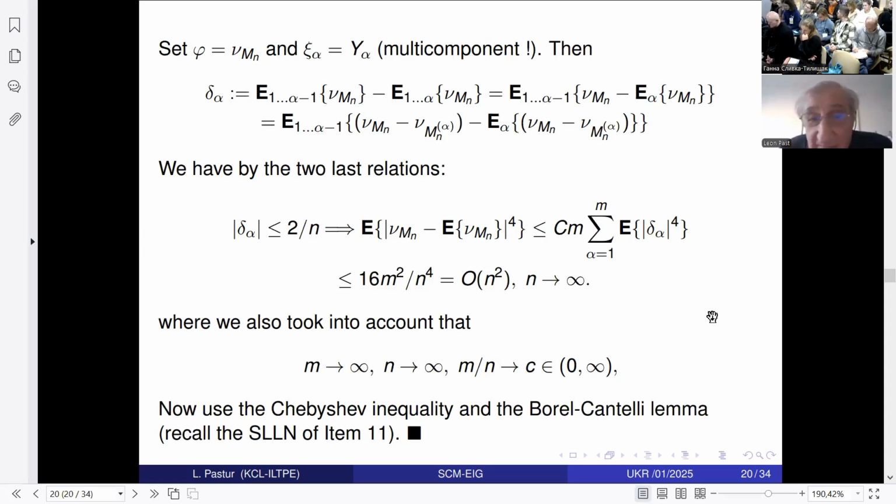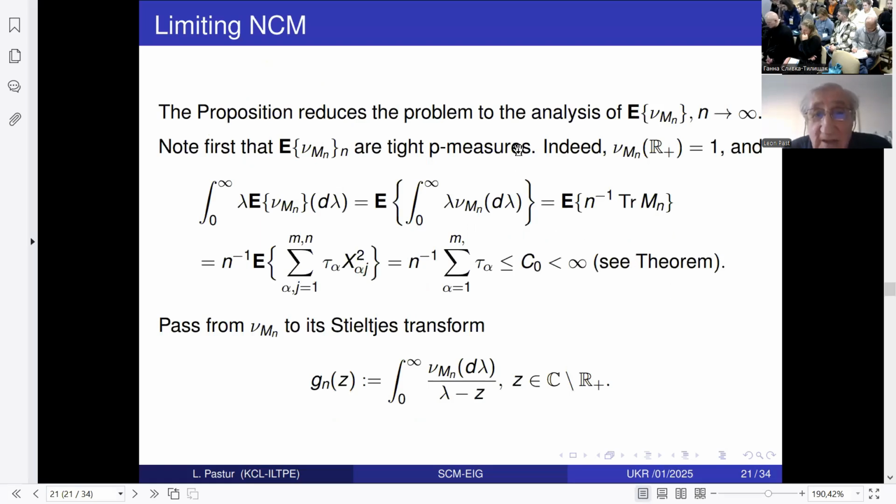So this proposition reduces the problem to the analysis of the expectation. So we have to now occupy ourselves with the expectation and prove that it converges to a certain limit. This is all. This is what we have to do after proving this lemma, this proposition. Okay.